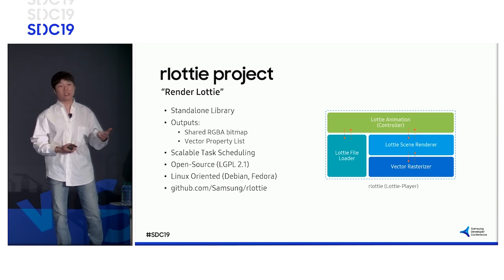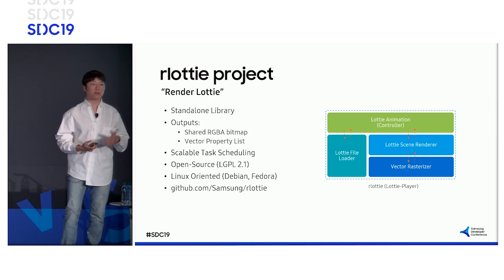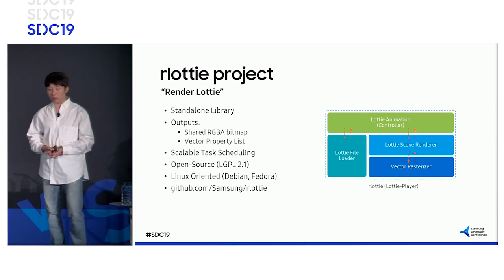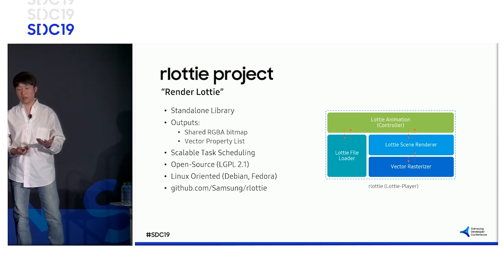Then rlottie ultimately generates the Lottie animation frame images through its backend vector rasterizer that originated from the Tizen vector graphics engine. All in all, this library contains a Lottie file loader, scene renderer, and vector rasterizer. And additionally, it contains a convenient API set for controlling Lottie animation.